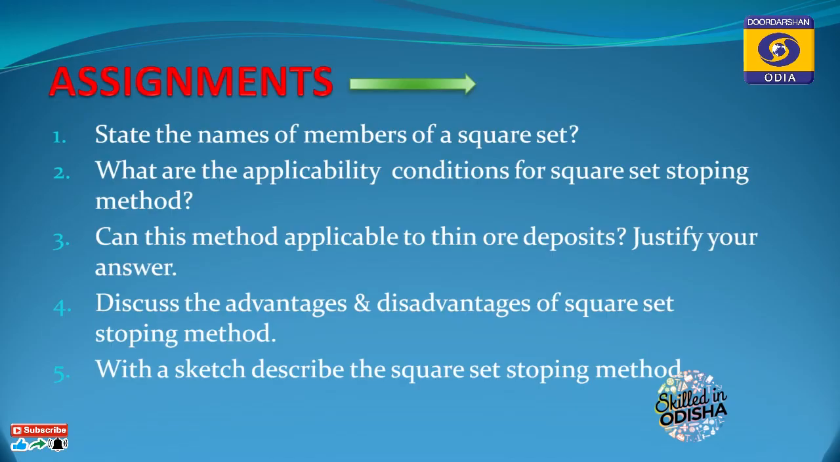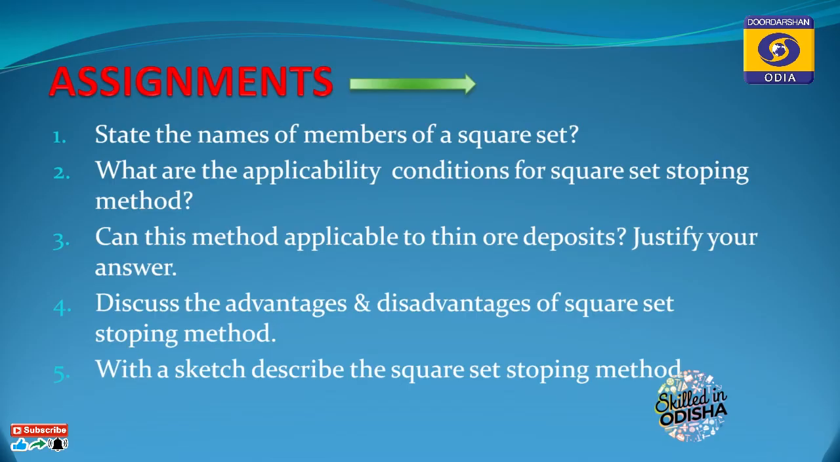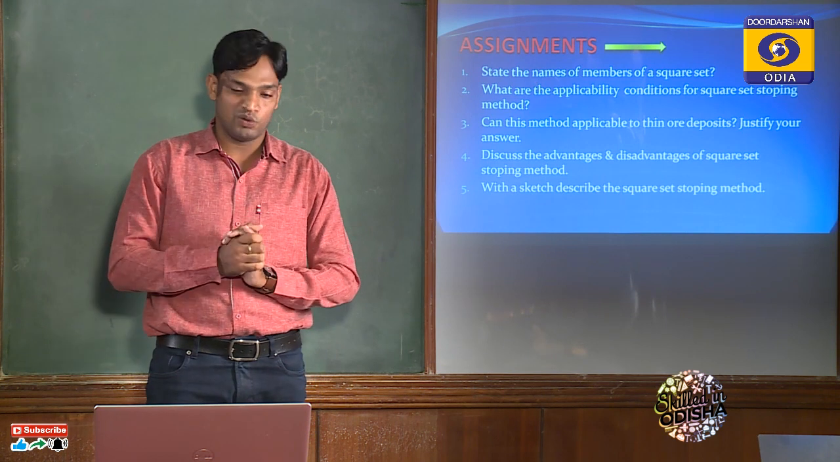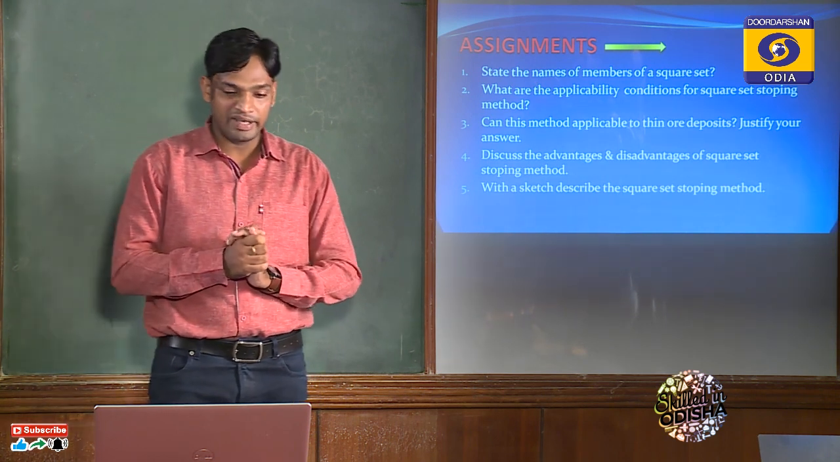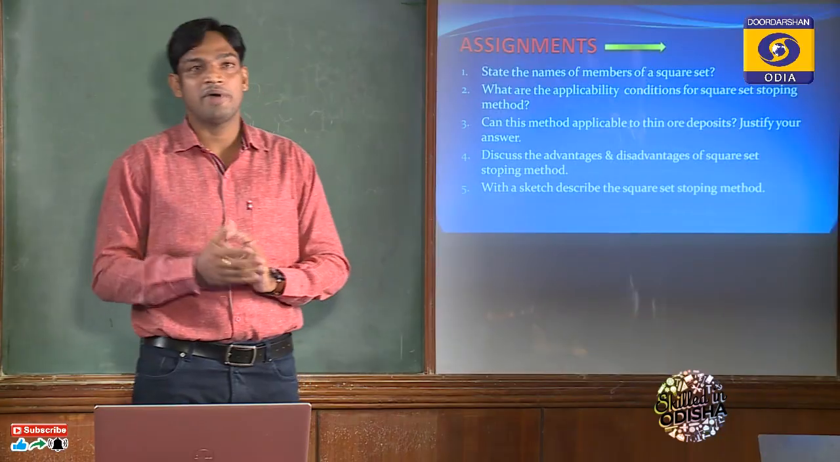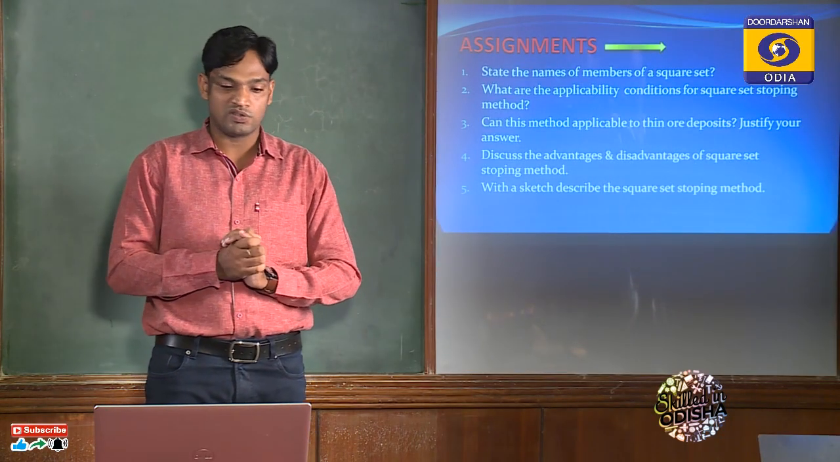State the name of the members of a square set. This is a 2-mark question. Number 2, what are the applicability conditions for the square set stoping method? That is very important. That is a 2 to 5-mark question. Number 3, can this method be applicable to thin ore deposits? If yes or if no, justify your answer, please. That is also a 2 to 5-mark question.